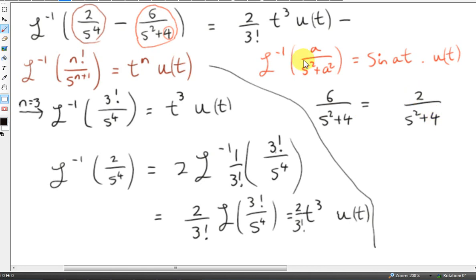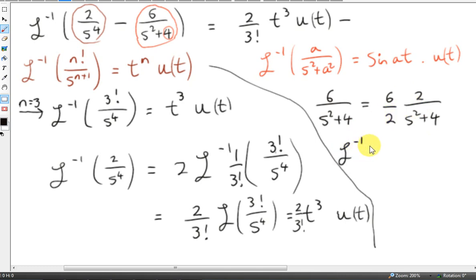Because then 2 over s squared plus 4 has the form a over s squared plus a squared, with a equal to 2. And then we can apply this rule here. So how do we convert 6 over s squared plus 4 into 2 over s squared plus 4? Well, we want to compensate for this 2, so we have to divide by 2 to cancel the 2. And we want to get a 6 on top, so we have to write 6 here. Make sure these are equal, of course.